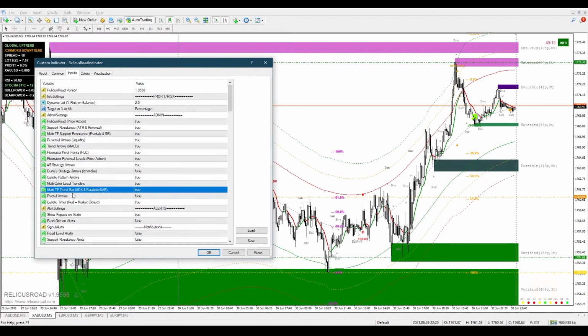Multi-time frame trend bar. Okay, so this is given by Dennis, and there are Dennis arrows here also. You can enable them. We have disabled them by default because the Dennis strategy involves support resistance, and we don't have any way right now to filter arrows according to that. Okay, especially we can do that for the live arrows but not the past ones, right?